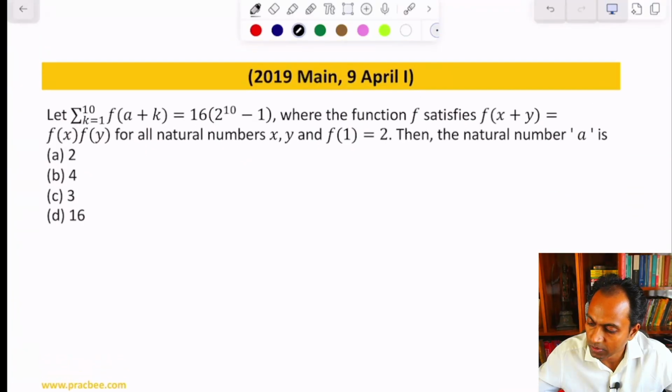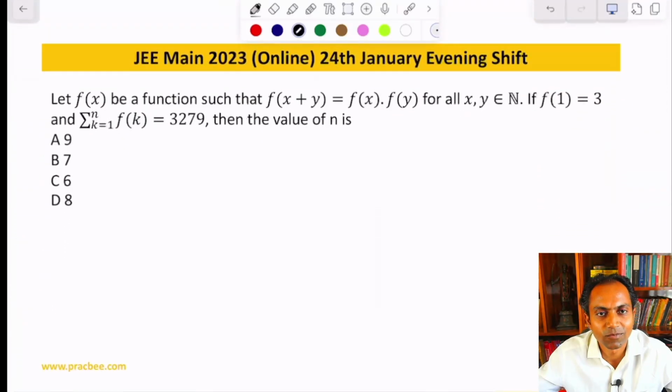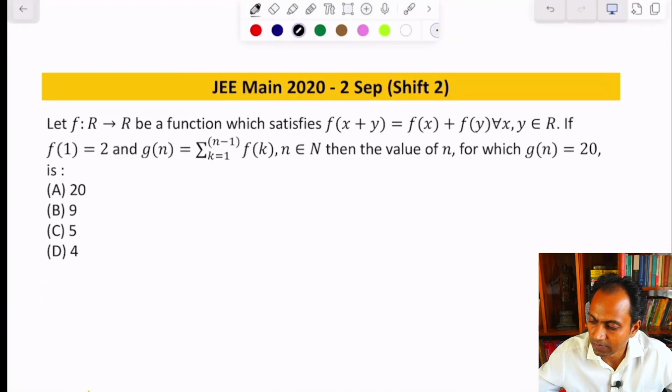If you again look into this next question in 2019, again the same question with different values. So they are repeating the same question over and over again. Again, the same question was asked in 2023 as well. With minor changes in values, they are asking the same question over and over again. Now here there is a change of function.